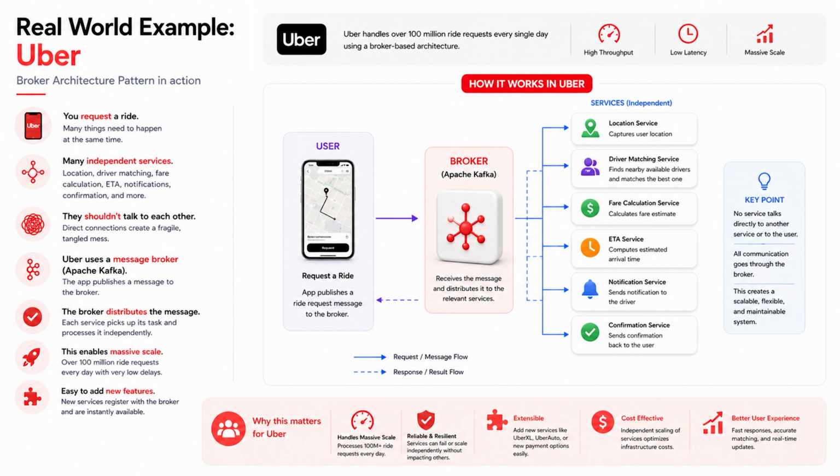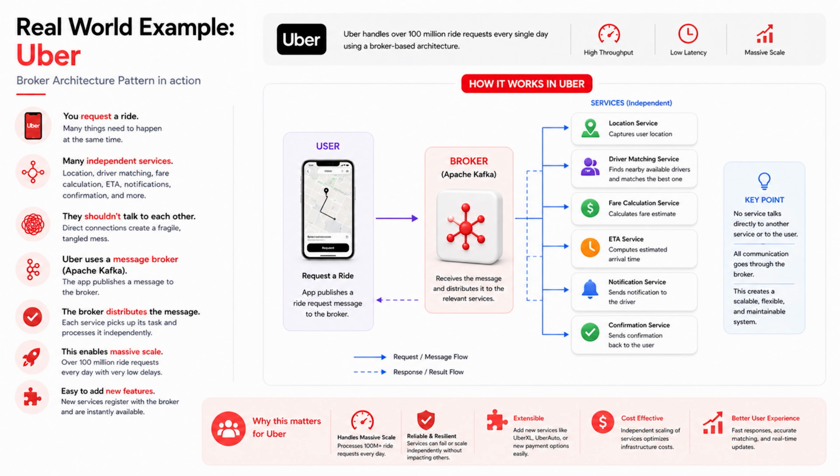When you open the Uber app and request a ride, an enormous number of things need to happen almost simultaneously. Your location needs to be captured. Nearby available drivers need to be found. A driver needs to be matched to your request. The fare needs to be calculated. An estimated arrival time needs to be computed. A notification needs to be sent to the driver. And a confirmation needs to come back to you.